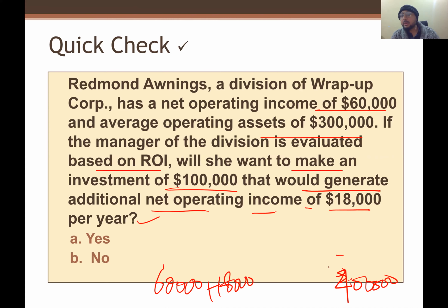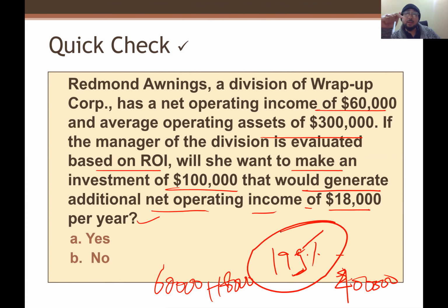So what would be the ROI now? Can you calculate? 78,000 divided by 400,000. What is the ROI now? Is it 19.5%? Well done, 19.5%.